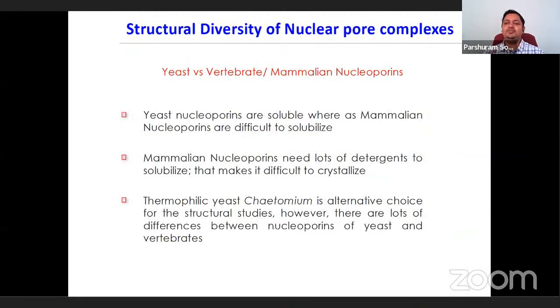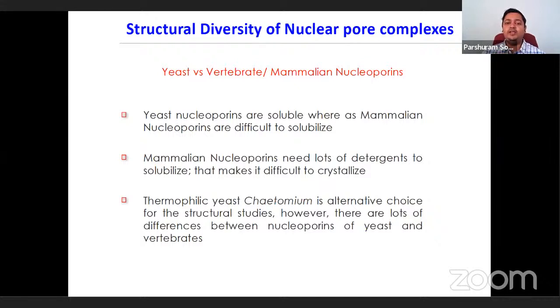Apart from that, since we started working on human nuclear pore complexes, we had a big challenge, because it is easy with yeast nucleoporins. They are very easy to handle. They are easily solubilizable.